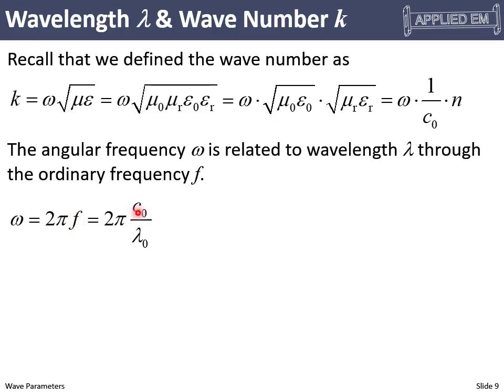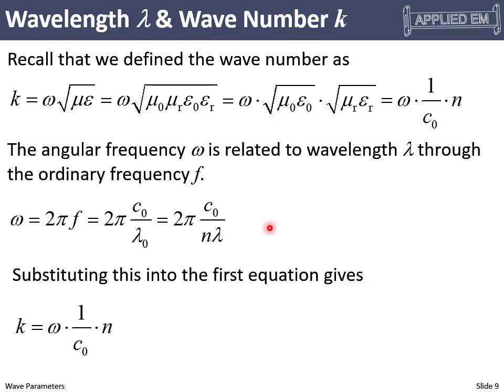Frequency, if you remember, is the speed of light divided by the free space wavelength. The free space wavelength is refractive index times wavelength. This is the wavelength that changes, the form that I rarely use, but make no mistake, that's the wavelength that can change depending on what medium we're in.